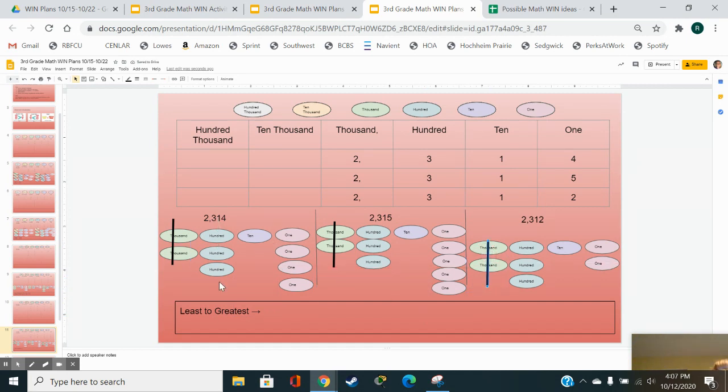Now I'm going to look at my hundreds, 300s, 300s, 300s. Well, again, that doesn't help me very much, so I'm actually going to go ahead and cross all of them off.